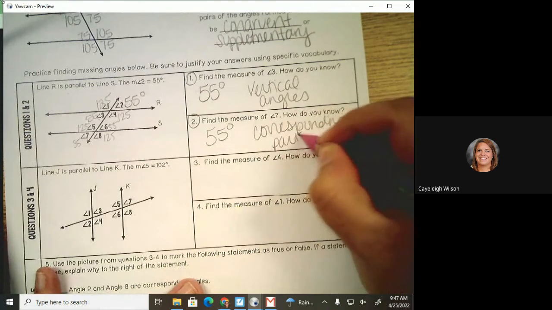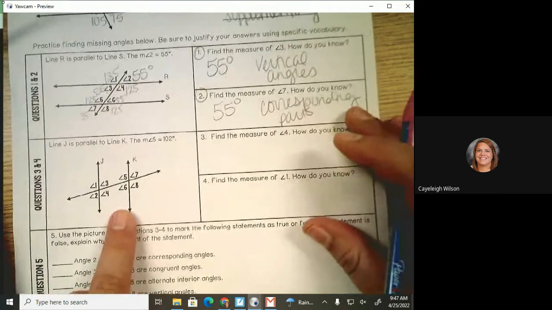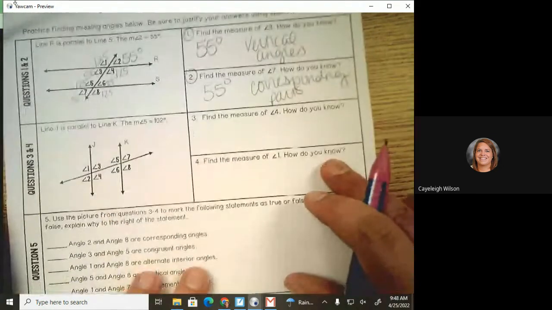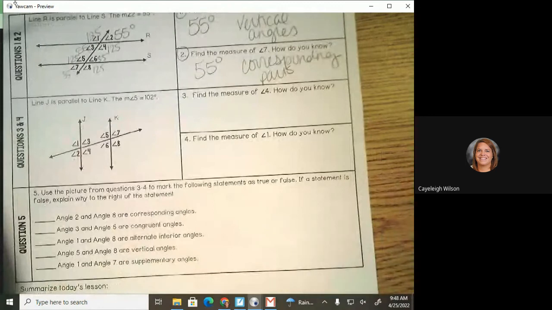Okay. All right, so questions 3 and 4 are the same. They're just papers tilted sideways. But you would use the same rule. So I want you all to do 3 and 4. And if you finish those pretty quick and you want to answer number 5, you can.